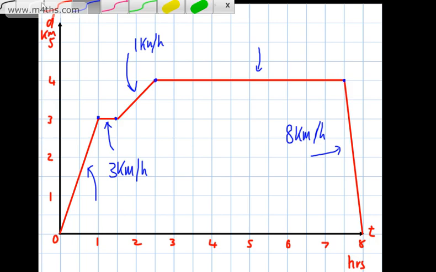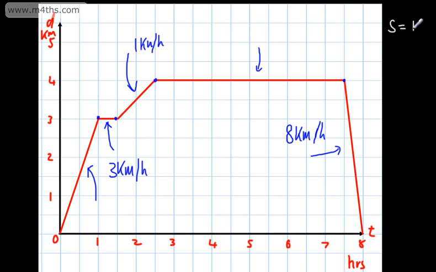The longer or the further you go on with your studies, the more you'll use the gradient of a line. In this video, we're looking at this in a very basic way. So we can just say now that the speed is going to be the distance divided by the time. And of course, this now gives us the gradient of the line.